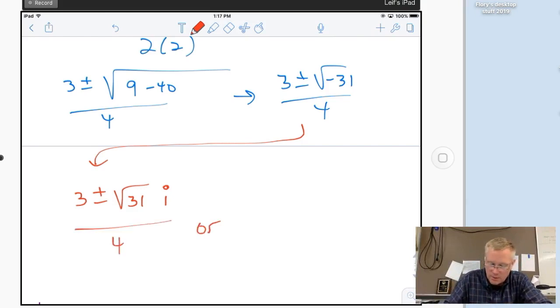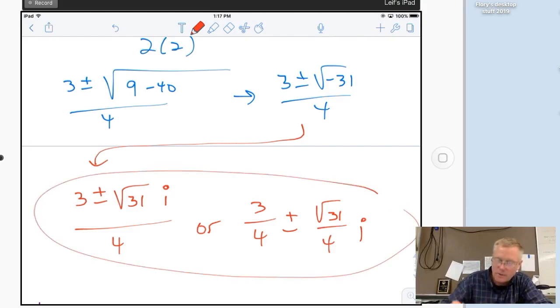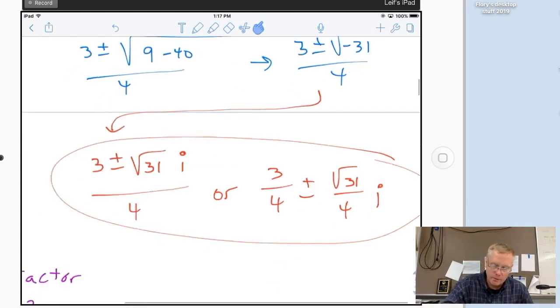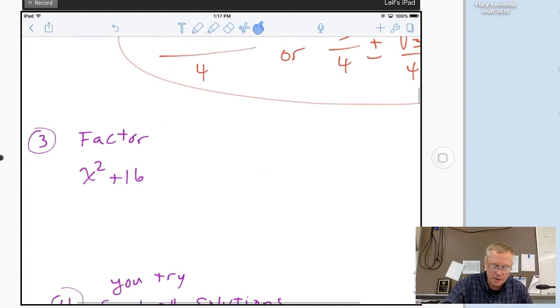Now sometimes you might see this as 3 over 4 plus or minus the square root of 31 over 4 i. That's the same thing, just written differently. I just put both of the things in the numerator over 4. That's it, and you're done there. If they ask for decimals, which they usually don't, especially with imaginary numbers, you take the square root of 31 and divide it by 4. 0.75 is 3/4.